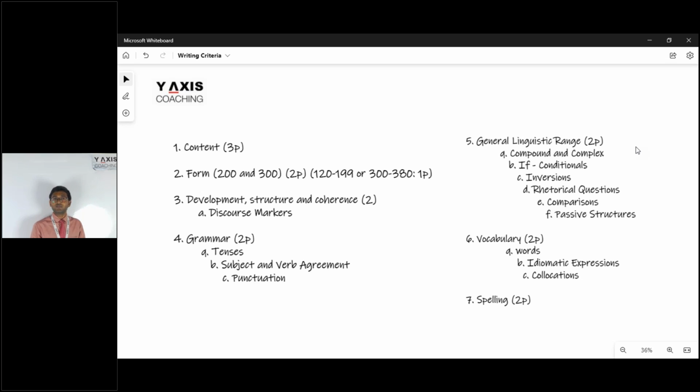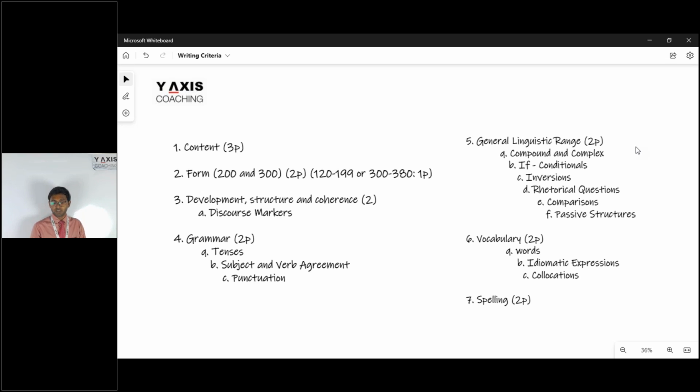Now the fourth one, we have grammar. We should ensure we don't make any grammatical errors there. We're given 2 points for the grammar. Pay attention to the tenses you use. There should not be any tense mistakes. And we have people making a lot of mistakes in subject and verb agreement. We should ensure there are no mistakes made. And punctuation marks must also be given attention here. We can't have our essay written without punctuation marks.